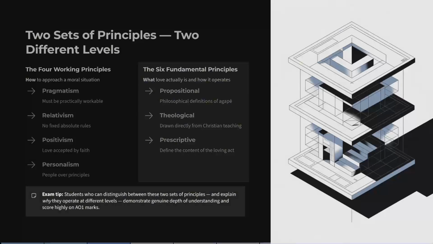And examiners reward students who can make the distinction explicitly. If you can write something like, while the 4 working principles govern the situationist's approach to decision-making, the 6 fundamental principles define the content of the loving act itself, you are demonstrating a depth of understanding that goes beyond simple description and earns high AO1 marks on all of the 3 exam boards.